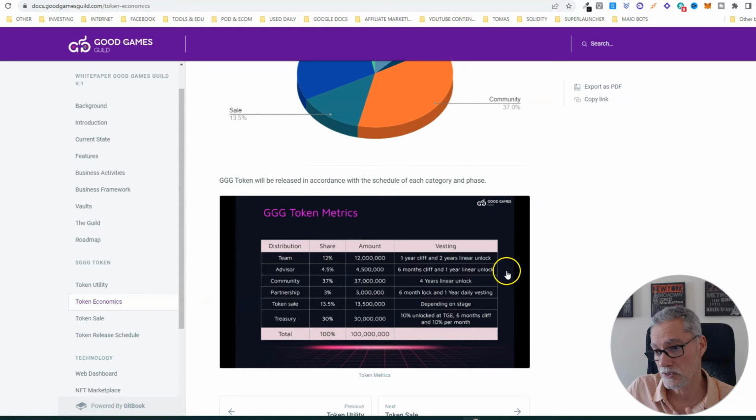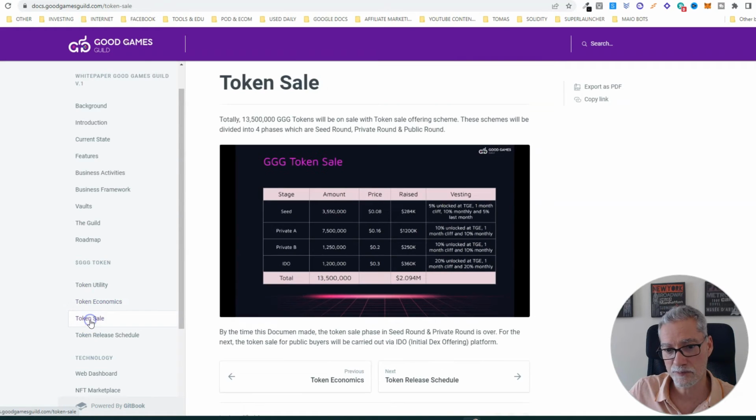Also, because this is a project that is based on rewards, you need to see enough allocation distributed to the community. So here you can see more details regarding the token sales. Here you see the several fundraising rounds, the seed, private A, private B, IDO, and you see the amount of tokens allocated to each one of these stages, the price, and the raise, and also the vesting.